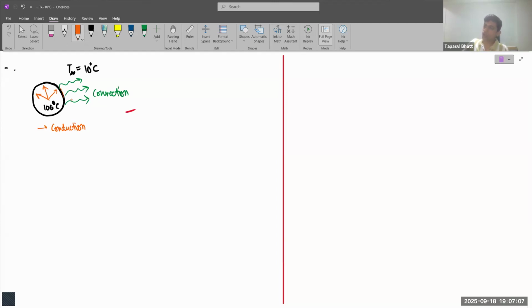Okay, take my heat. So two things are happening: one is conduction, one is convection. Now, in what case can we ignore the conduction? Let's say conduction is happening super fast. Let's say we have a copper ball. So conduction is going to happen very, very quickly.